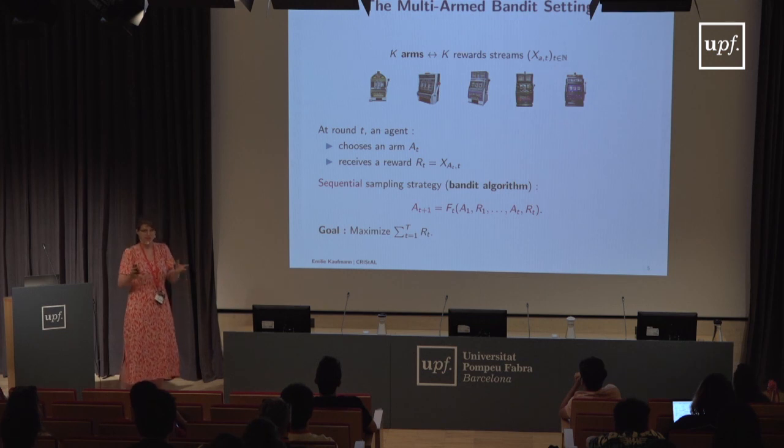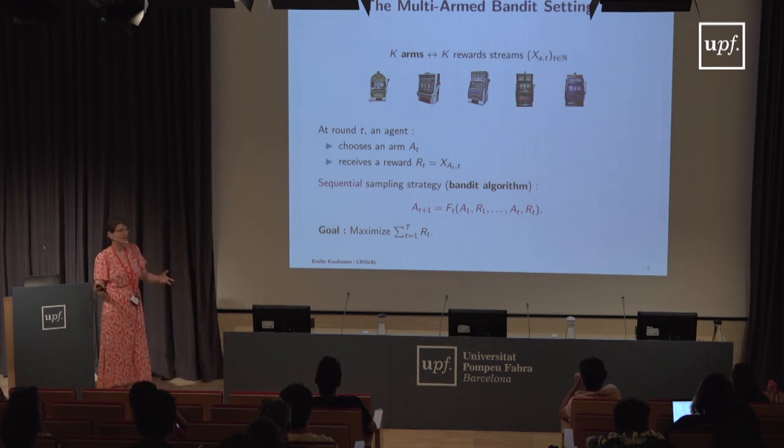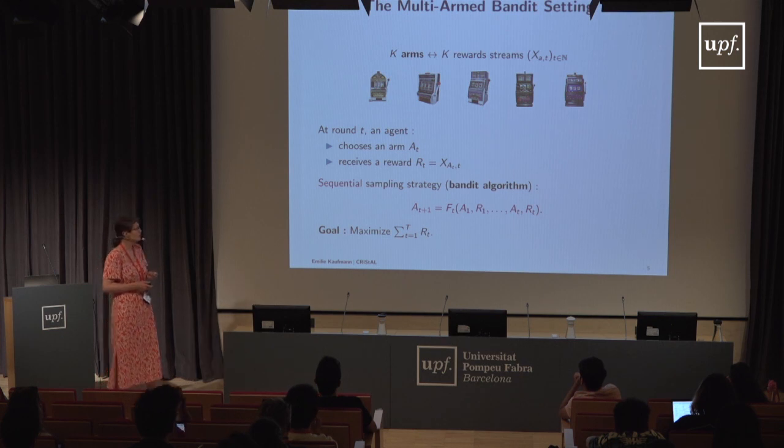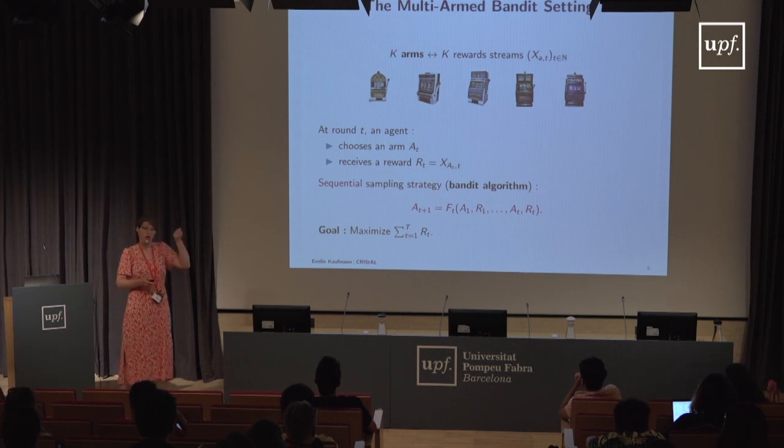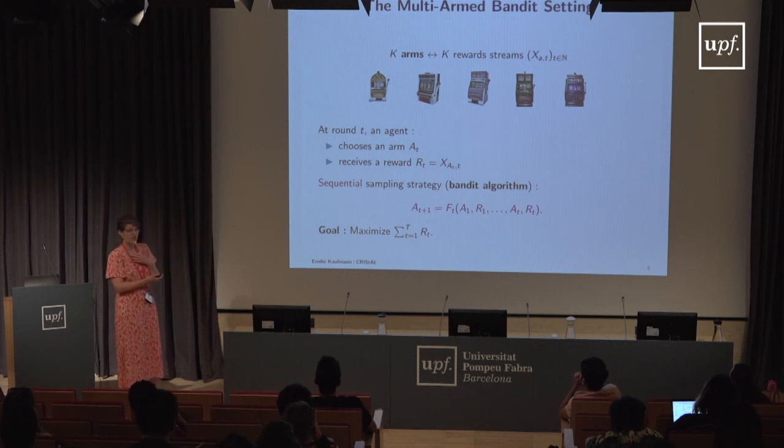So think about these K slot machines, these K arms, these K actions in the RL terminology. And so we assume that each of these actions is associated with a reward stream. So this reward stream is this X_{a,t}. So X_{a,t} represents the reward if, at time t, I choose to sample arm a. And the crux in the bandit model is that you cannot observe what you would get with the other arms. The bandit information is precisely to choose only one of the arms at each time step. And you make this choice sequentially.